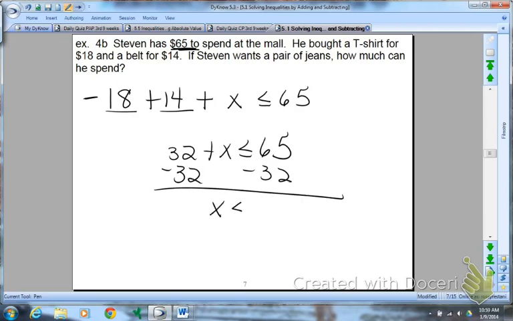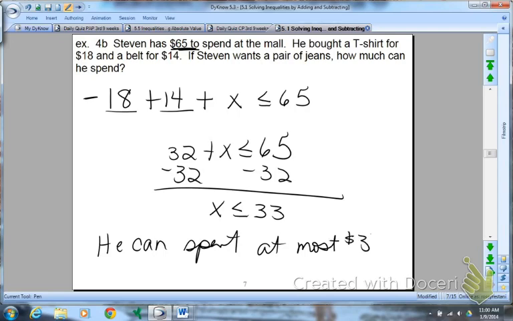And get x is less than or equal to 33. Are we finished? No, we need to write our sentence. What would our sentence be? He can spend, you could say at most $33 on jeans, or we could have said no more than, or different words. They didn't really have a word in the problem, so we had to come up with our own.